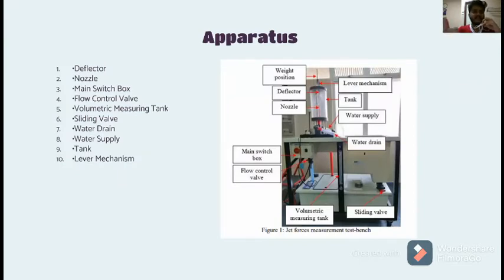We have deflector, nozzle, main switch box, flow control valve, volumetric measuring tank, sliding valve, water drain, water supply tank, and lever mechanism. We can see the positioning of the apparatus here.